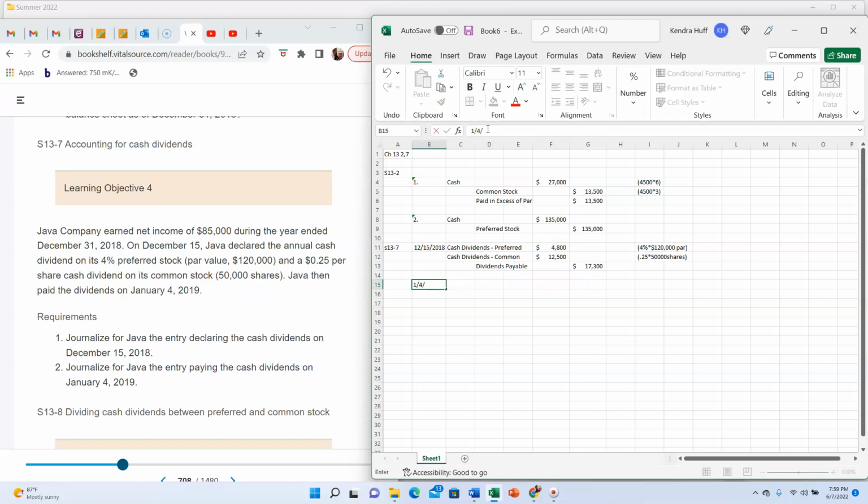All right, then on January 4th, when we're actually paying them, the liability, the dividends payable, is being paid. So you're going to debit that. You're going to credit cash. And that's it when they're paid. And that's it for Chapter 13.